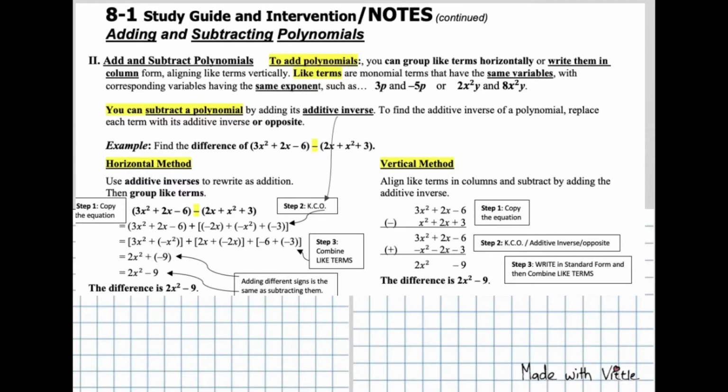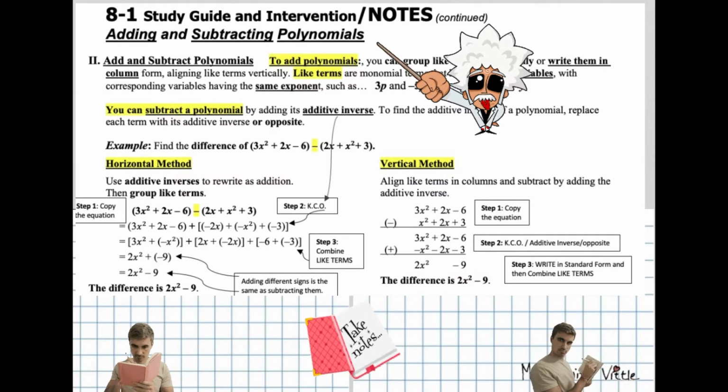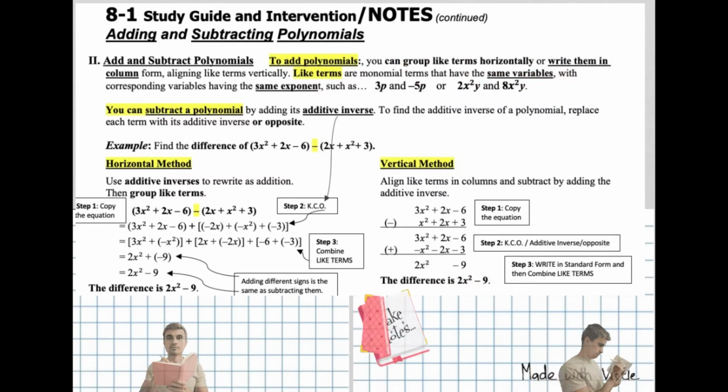Okay, let's continue our lesson on adding and subtracting polynomials. Be ready with your notebook to take down notes. This was the study guide given to you, so have this ready as well.